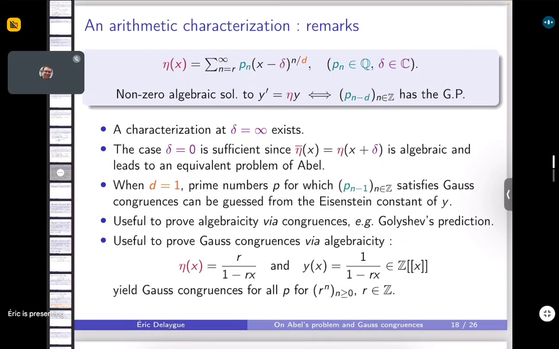So by the above remark, when d equals 1, which is the case there, we know that it has Gauss congruences for all primes which do not divide 1, so all primes, okay? And we retrieve Gauss's result. And you have another application, which is in our article about the number of bridges in random walks, where it was already known that they are algebraic, and we deduce from this Gauss congruences for these sequences.